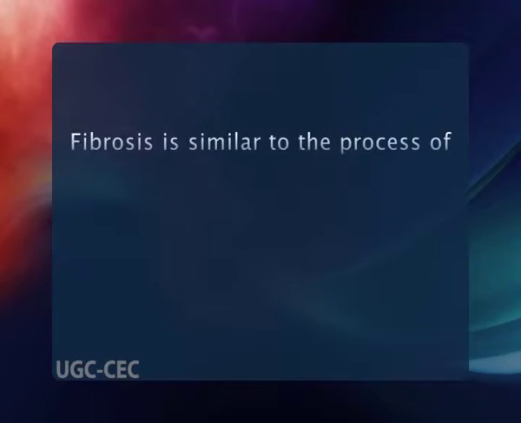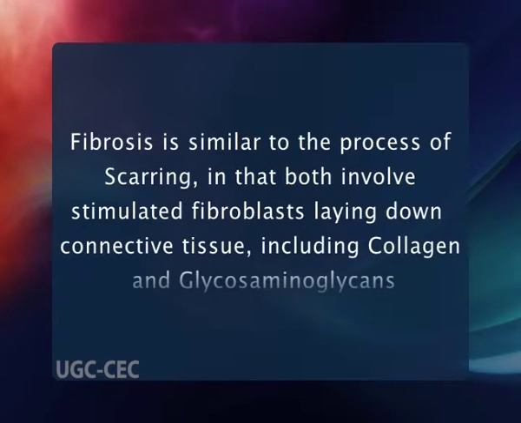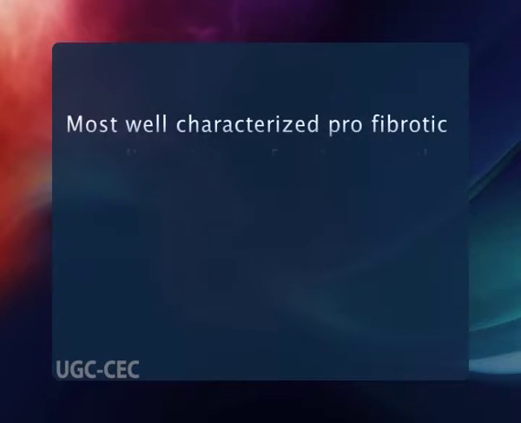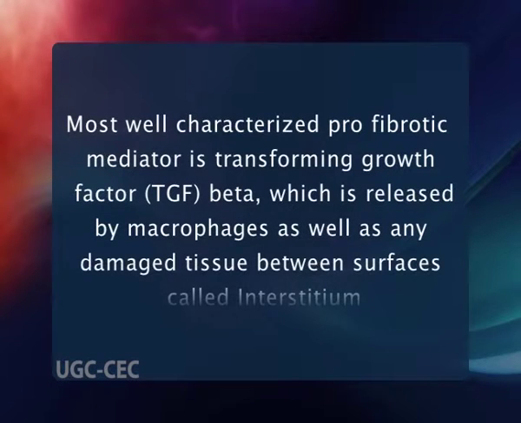Fibrosis is similar to the process of scarring in that both involve stimulated fibroblasts laying down connective tissue, including collagen and glycosaminoglycans. The process is initiated when immune cells such as macrophages release soluble factors that stimulate fibroblasts. The most well-characterized profibrotic mediator is transforming growth factor beta, which is released by macrophages as well as any damaged tissue between surfaces called interstitium.